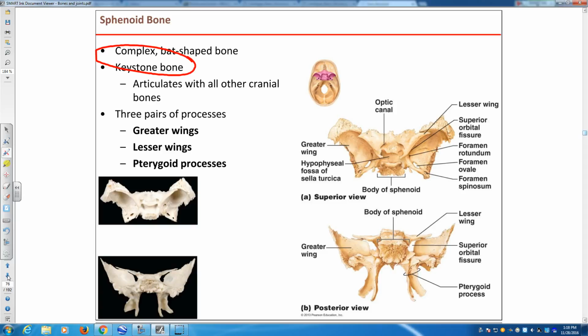There are three pairs of processes: the pterygoid processes here, you can see these two things and you can see them on the picture, and the greater and lesser wings. You can see the greater and the lesser wings here. The sphenoid bone actually houses one of the sets of sinuses, the sphenoid sinus. I mentioned that you have frontal sinuses and maxillary sinuses. Well, the sphenoid bone also has sinuses. It has empty spaces inside of it.